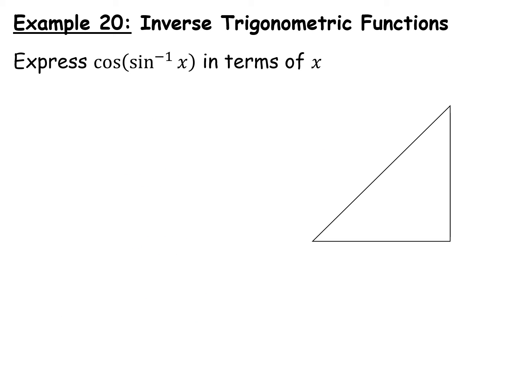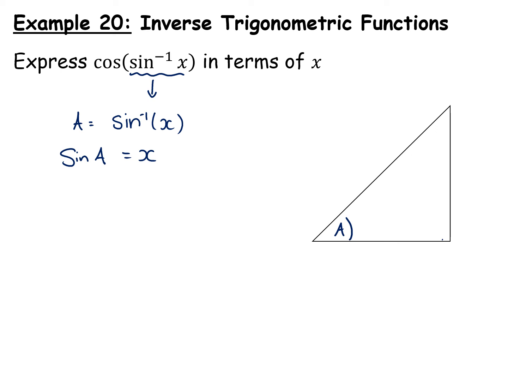So now we have something that looks a little bit weird, and it is: express cos of the sine inverse of x in terms of x. So let's break it down piece by piece. Sine inverse of x. So basically what they're telling us is there is an angle A such that the sine inverse of x gives us A. Bringing it backwards, we're basically told that the sine of this angle is A.